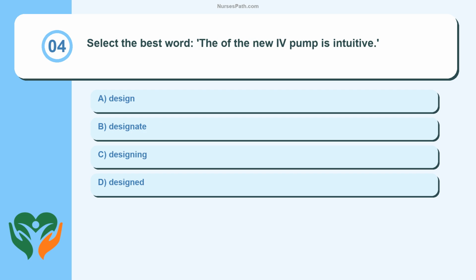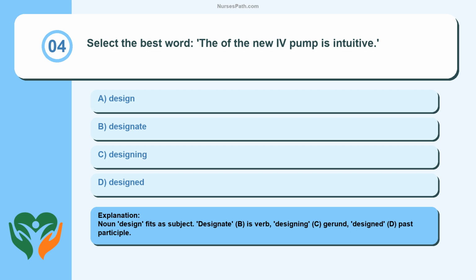Question 4. Select the best word. The ___ of the new pump is intuitive. Design, designate, designing, designed. The noun design fits as the subject. Designate, B, is a verb. Designing, C, is a gerund. Designed, D, is a past participle.